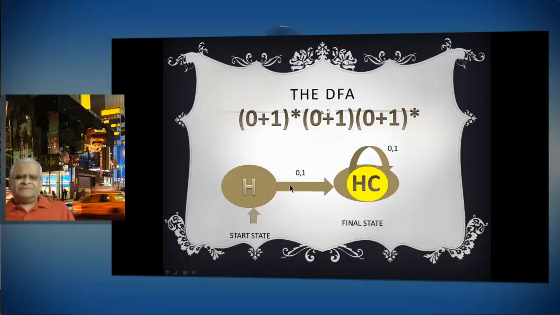From the NFA, we can construct the DFA. Home on 0, go to home-class. Home on 1, go to home-class. Home-class, remain in the home-class. So there are 2 states: start state H, and final state H,C.